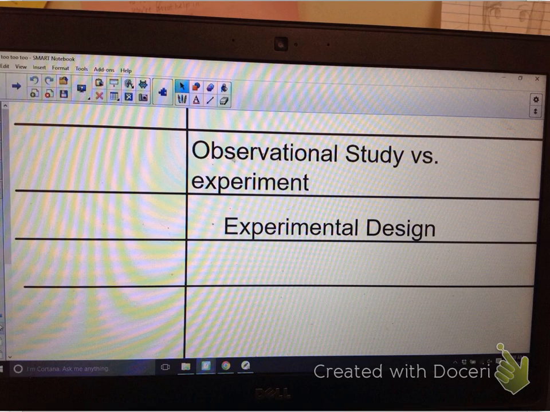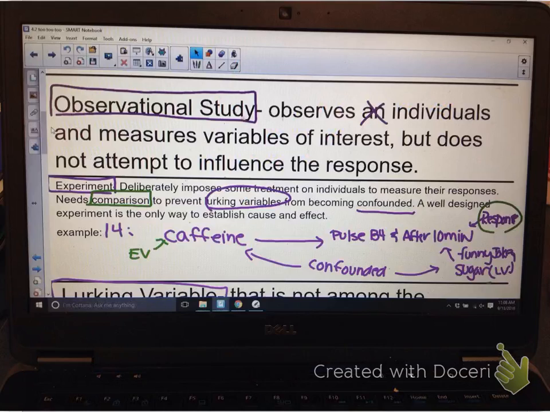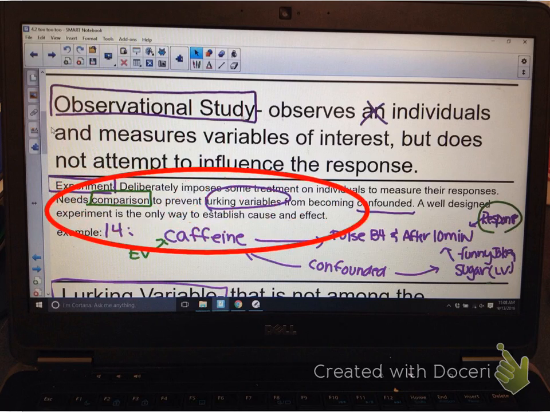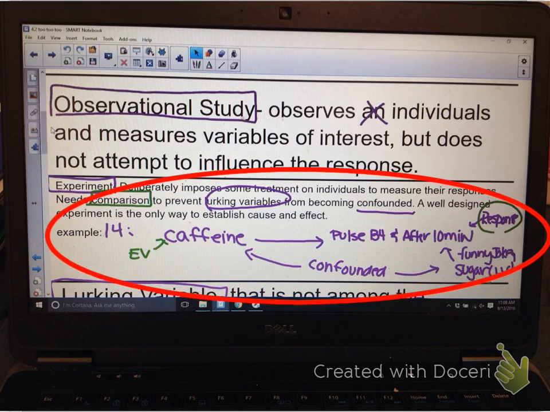Let me just sum up the notes really quick if you need a filler, and then you need to add to your notes. We talked about observational studies versus experiments. The big thing with observational studies, we observe, we don't disturb. With experiments, remember the caffeine example. We're imposing a treatment, okay? Now, the caffeine example that you glued in your notes was bad. Why? Because there was nothing to compare.